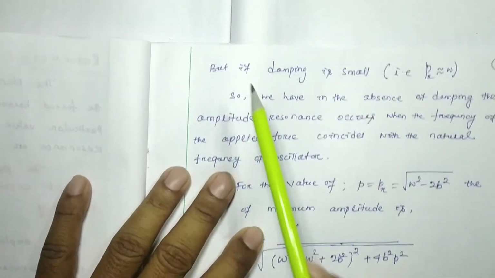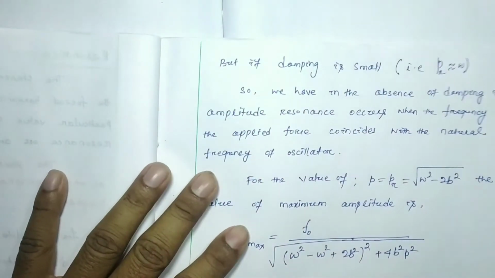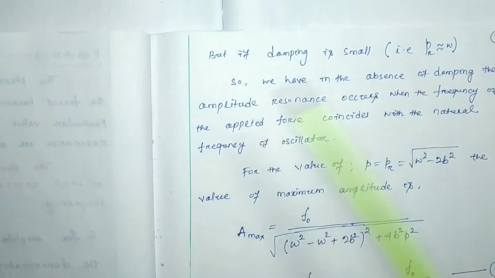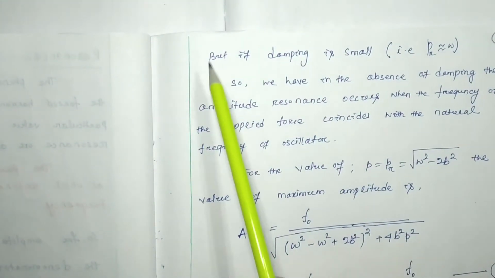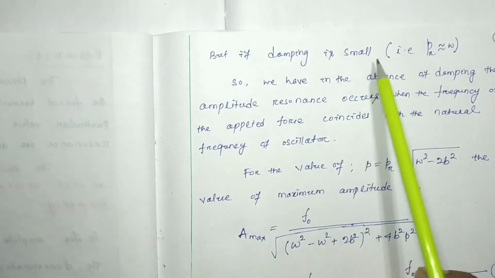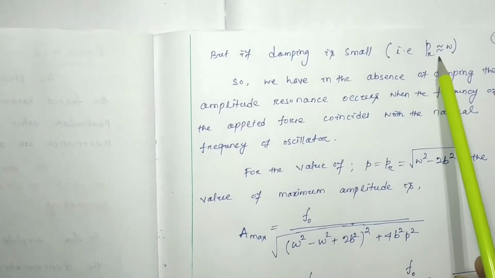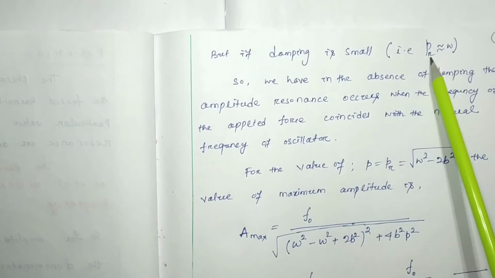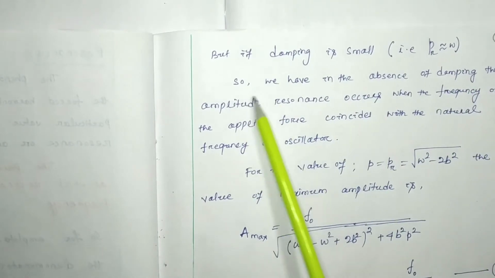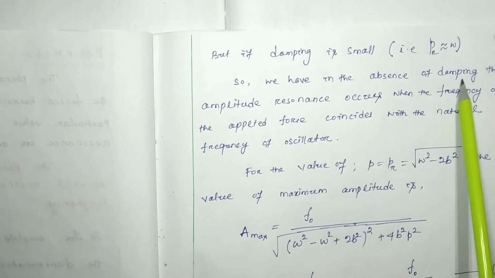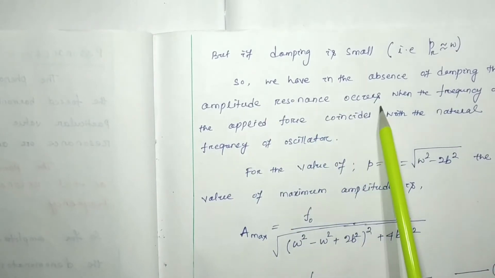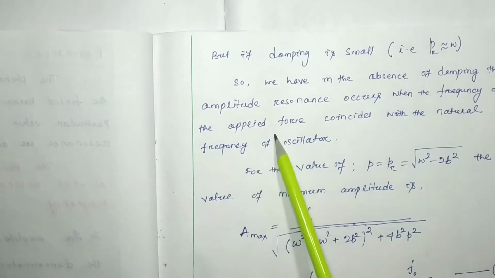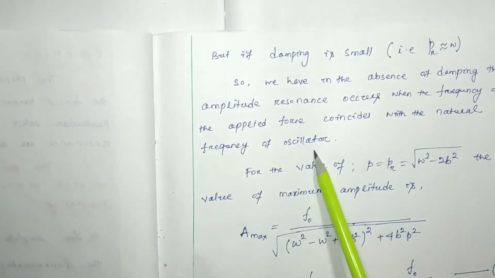But if damping is small, now we are going to consider some different cases. If damping is small, that means p_r is approximately omega. If there is no damping, then the natural frequency will be equivalent to the applied frequency. So in the absence of damping, amplitude resonance occurs when the frequency of the applied force coincides with the natural frequency of the oscillator.